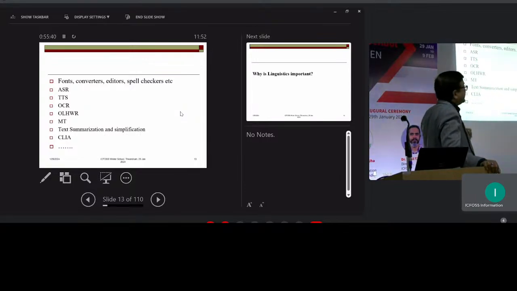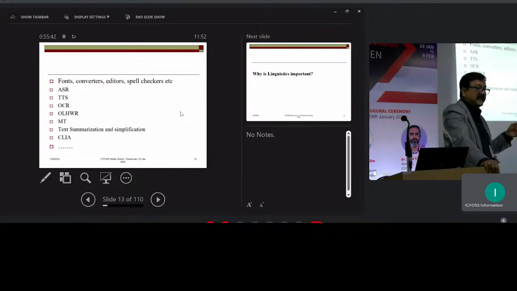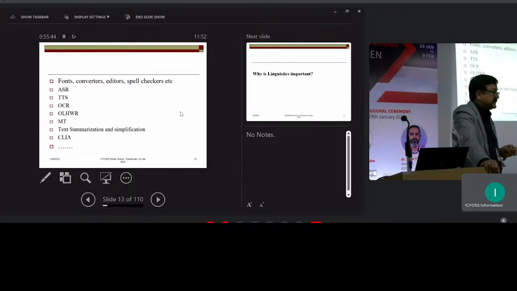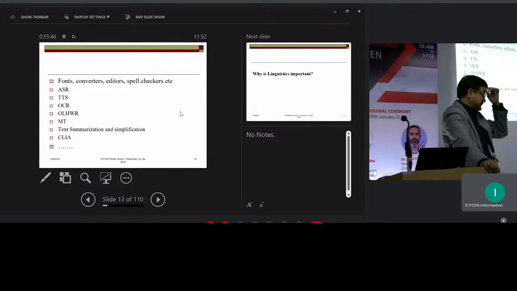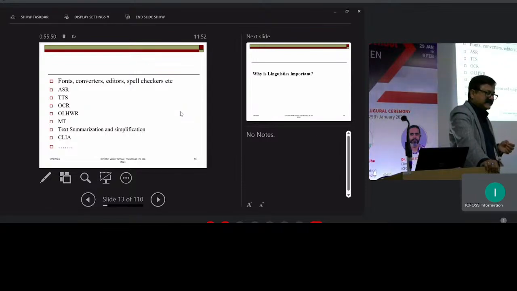Then you have online handwriting recognition. My friend A.G. Ramakrishnan, who just retired, was working on online handwriting recognition. So what happens? You write on a tablet by hand, and the machine types it for you.